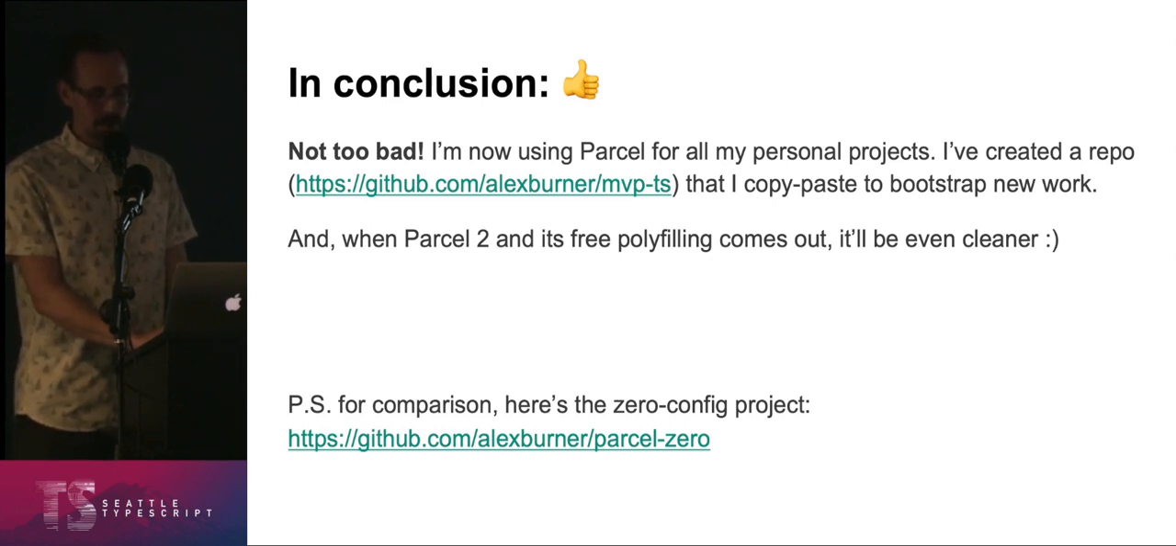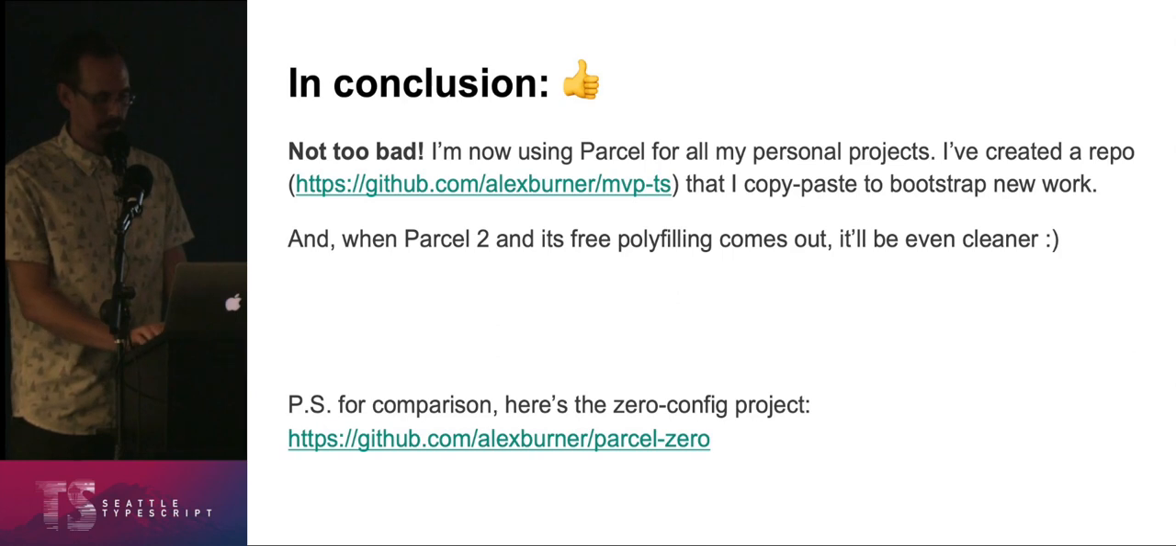And then also, if you're interested in the truly zero config version, I was just kind of putting this together while I was making the slideshow to see what would happen. So that's the same stuff, but Parcel-0 is the repo name. And that's all I got. Questions?